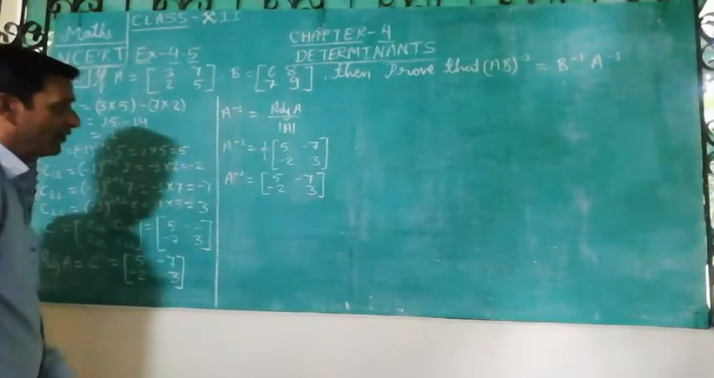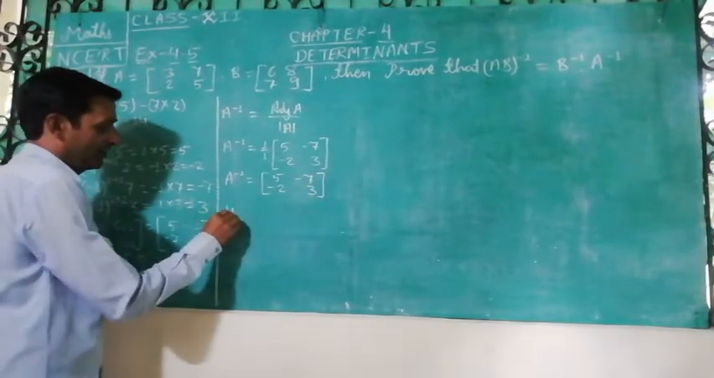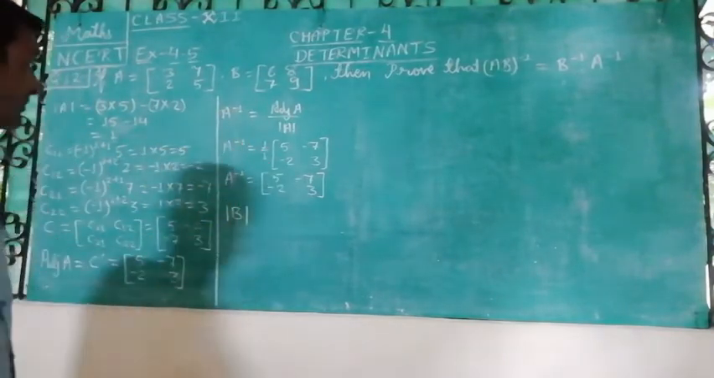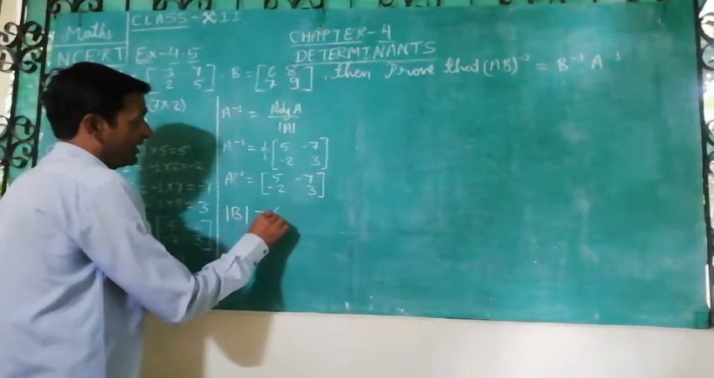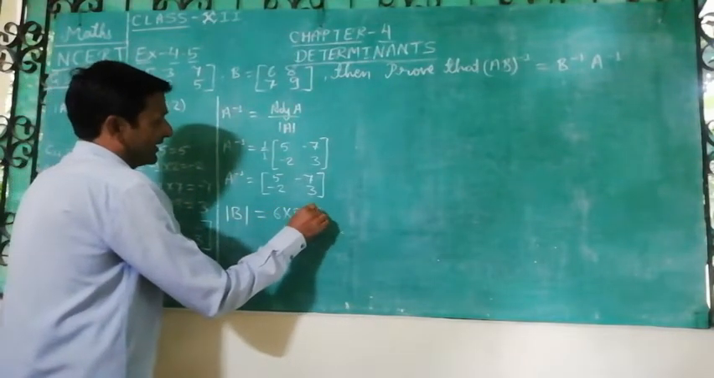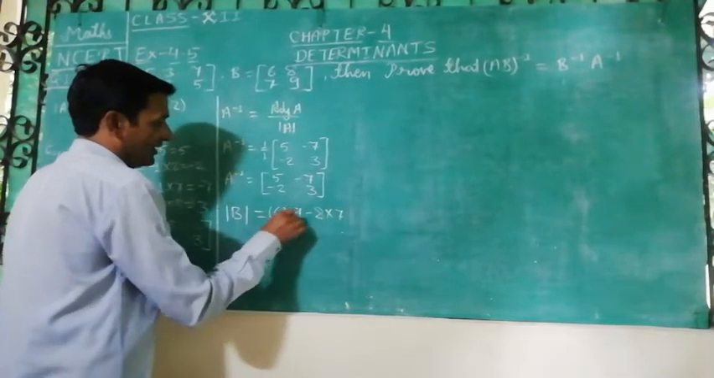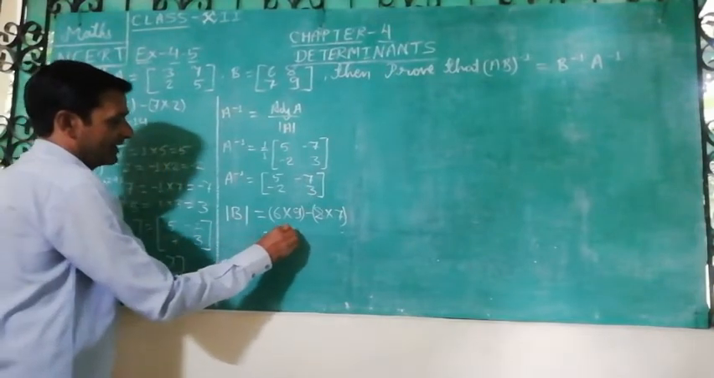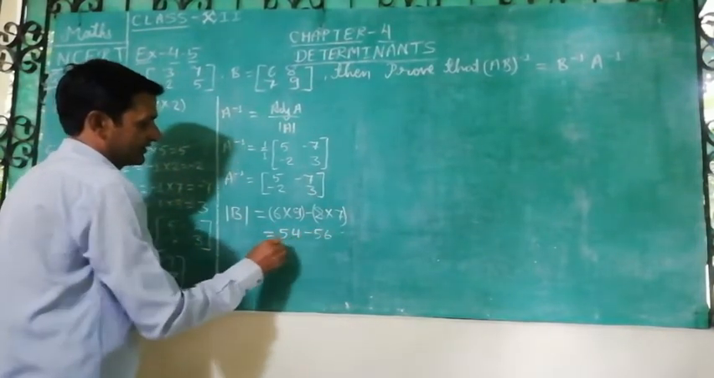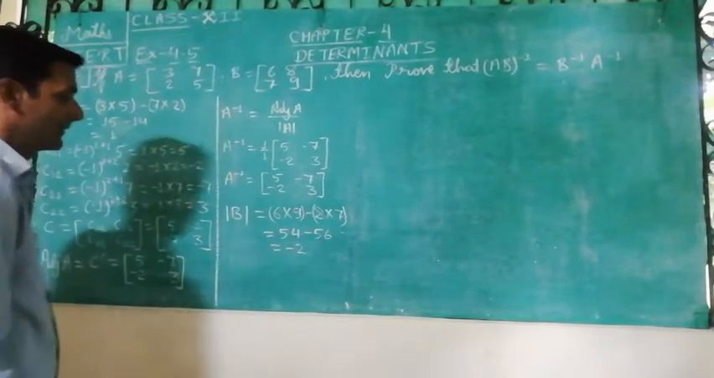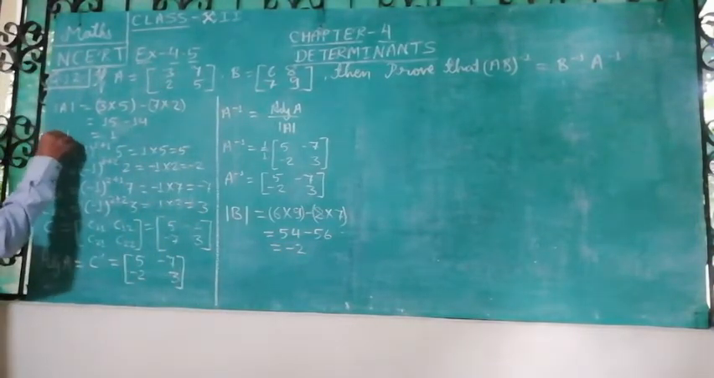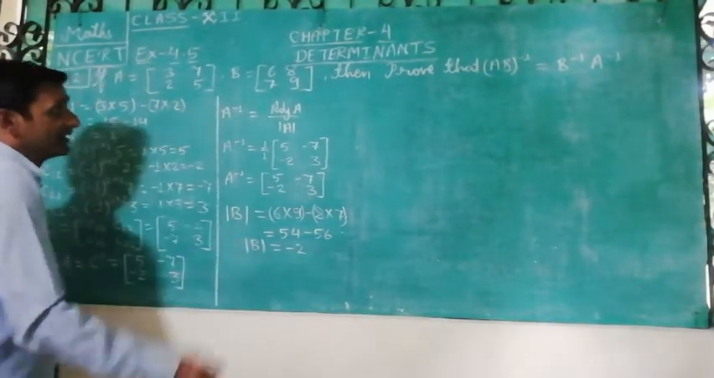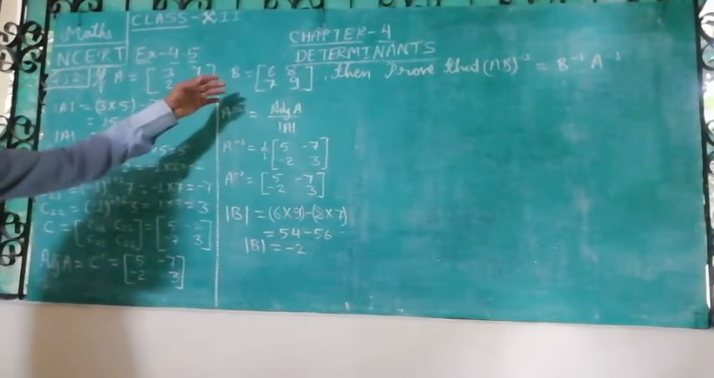Now what we have to find? Determinant of B, because we want to discuss B inverse now. So for this, determinant of B is needed first of all. So determinant of B is 6 into 9 minus 8 into 7. So it will be equal to 54 minus 56, that is equal to minus 2. It is determinant of A, this one, and determinant of B is minus 2.